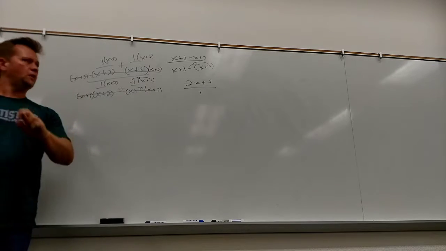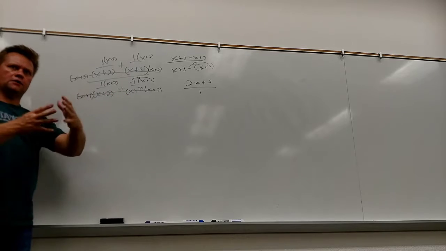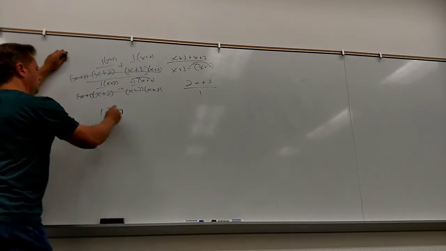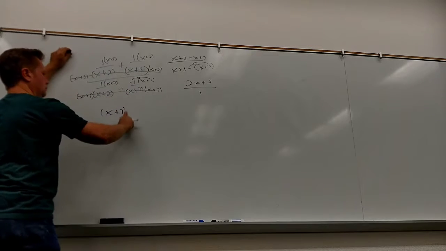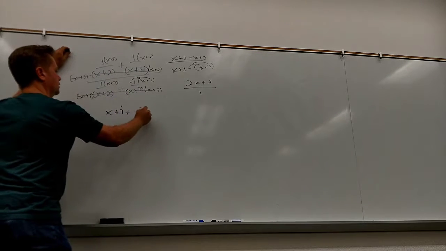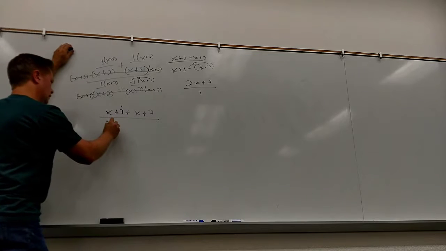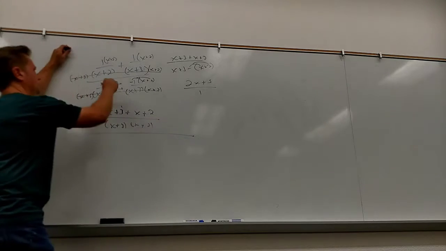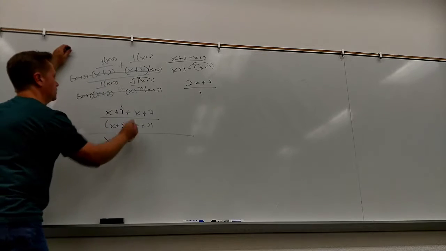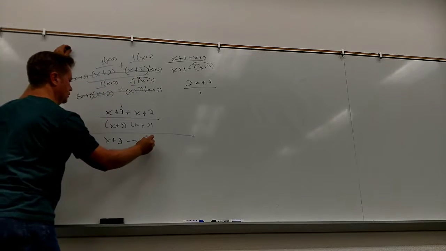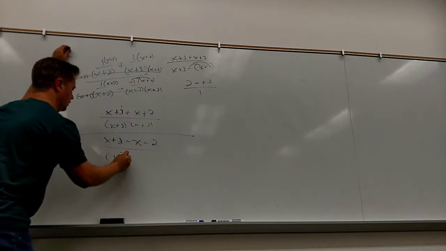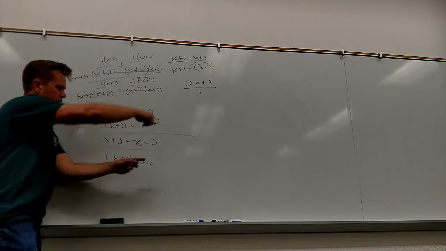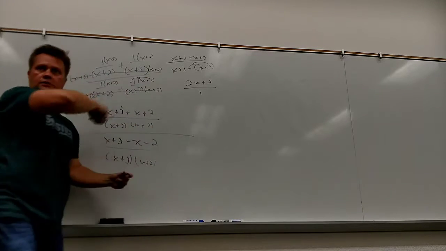Maybe, if you make the top and bottom the same. So another way I could have done this, just in case you don't like this happening: I could do this over x plus 3, x plus 2 over x plus 3, minus x, minus 2 over. And then I could multiply by the reciprocal. And you see if I flip this up here, won't this and this cancel?